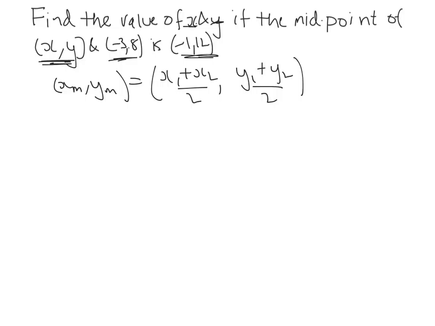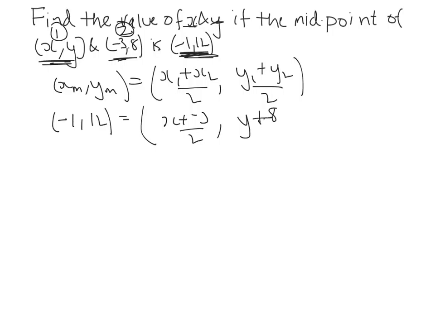Now let's substitute in all the things we know. We know the midpoint is this one here. So it's negative 1, 12. And let's substitute in the points. Let's say this is point number 1 and this is point number 2. So that would be x plus minus 3 over 2 and y plus 8 over 2. So now we have two equations. We have this equaling this and this equaling this.